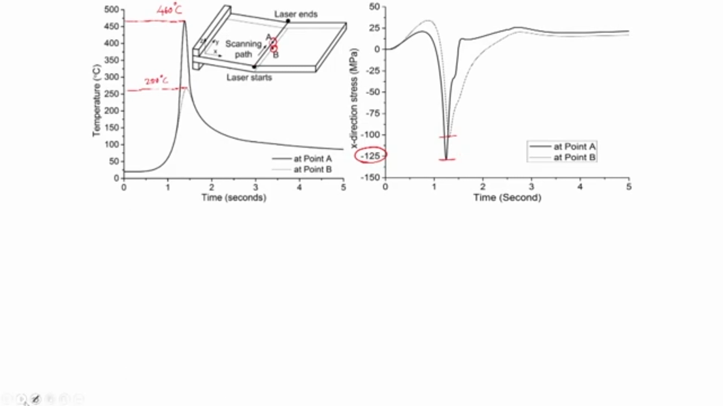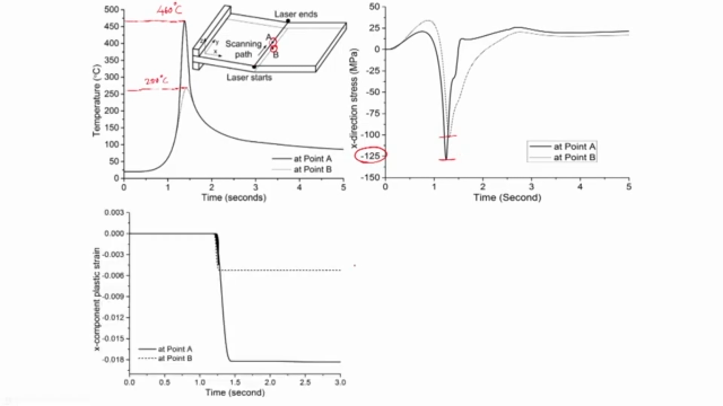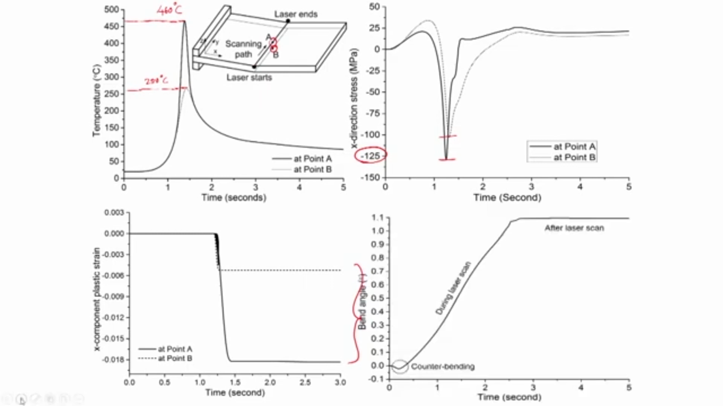Due to these compressive stresses, we are getting compressive plastic strain, and there is a significant difference between the plastic strain at the top surface and the plastic strain at the bottom surface. At the top surface, a larger amount of plastic strain is noticed, it is about 0.018, and at point B it is less. And due to this difference between plastic strains at the top surface and bottom surface, we are getting the bend angle.